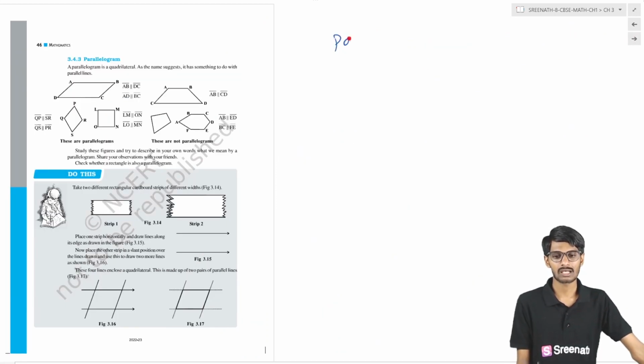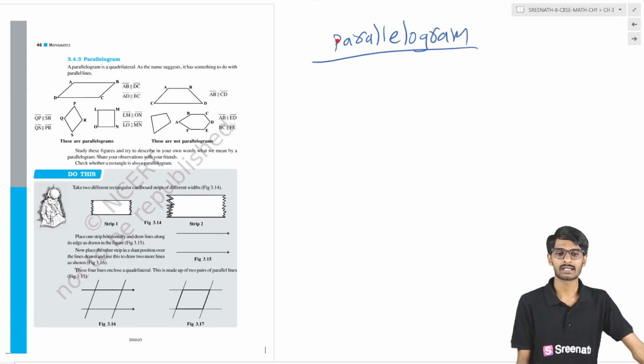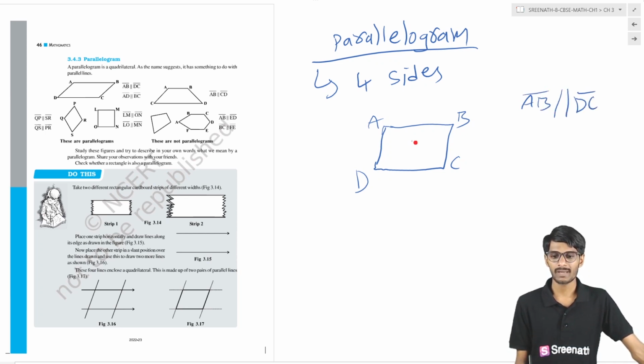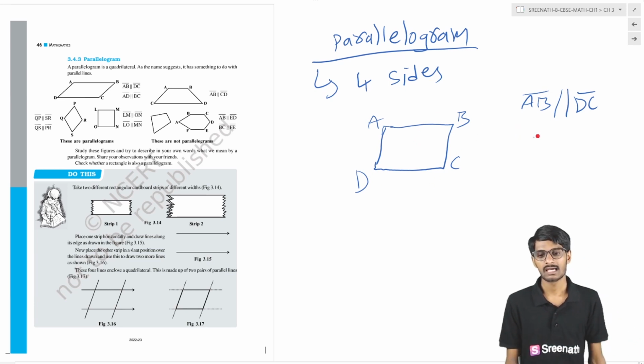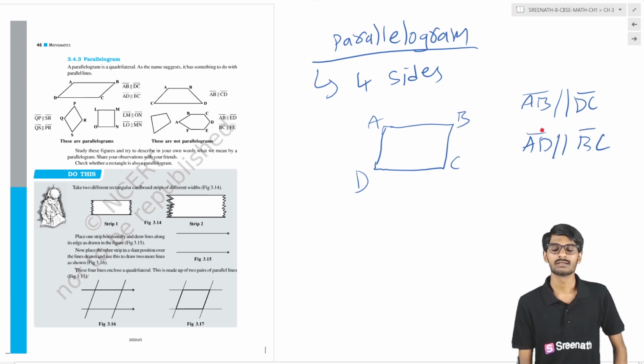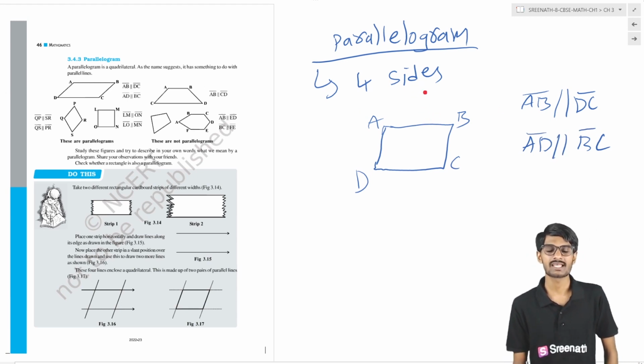Next thing is about the parallelogram. What is it? Parallelogram. It is also one type of quadrilateral. Why? Because it is having 4 sides. And if you consider the parallelogram, this is the parallelogram ABCD. If you consider this, AB is parallel to DC. So AB and DC are parallel, and AD and BC are also parallel. So basically parallelogram has 4 sides and opposite sides are parallel.